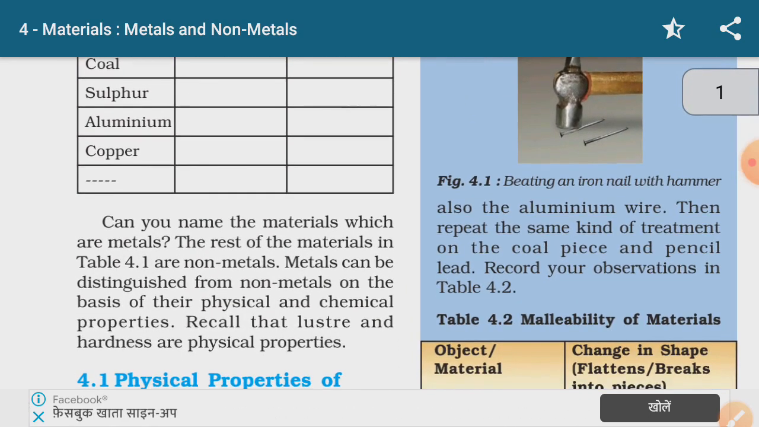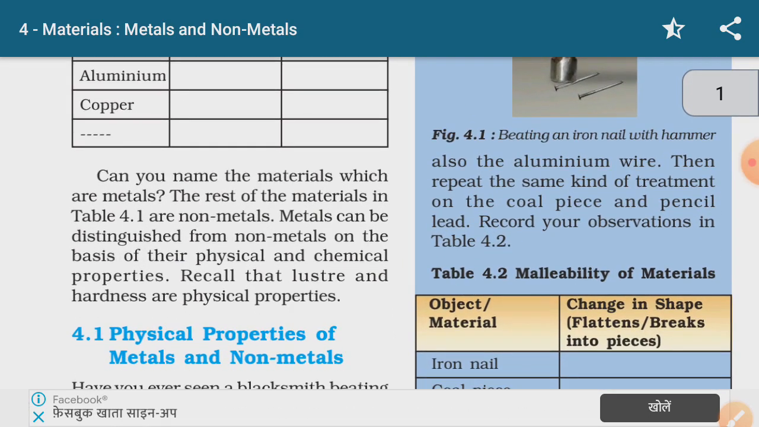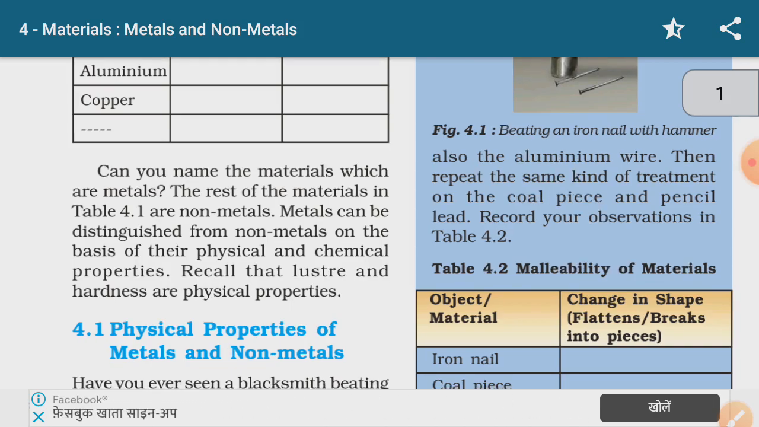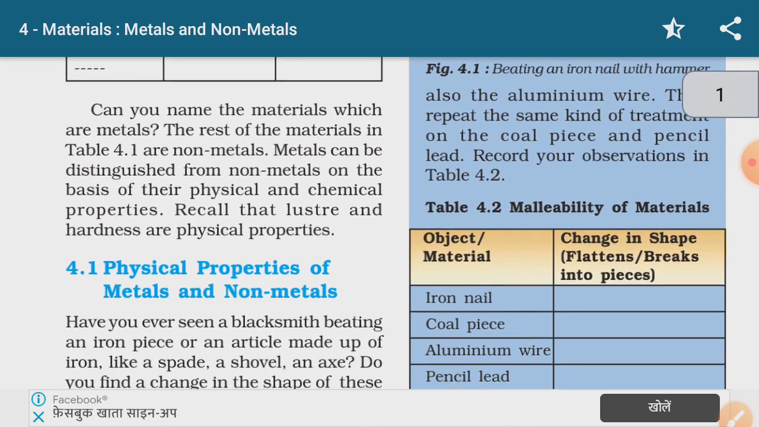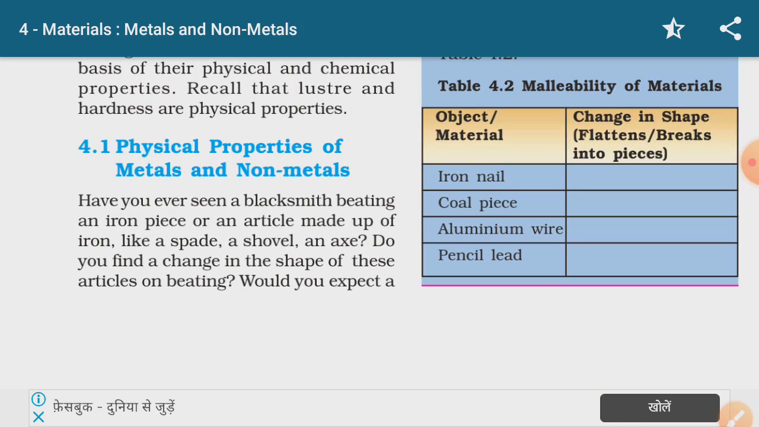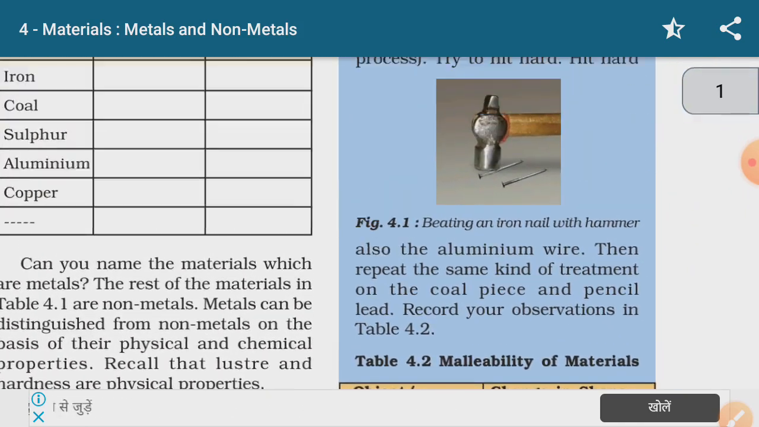Now moving ahead, can you name the materials which are metals? The rest of the materials in table 4.1 are non-metals. Metals can be distinguished from non-metals on the basis of their physical and chemical properties. Now, physical properties of metals and non-metals.